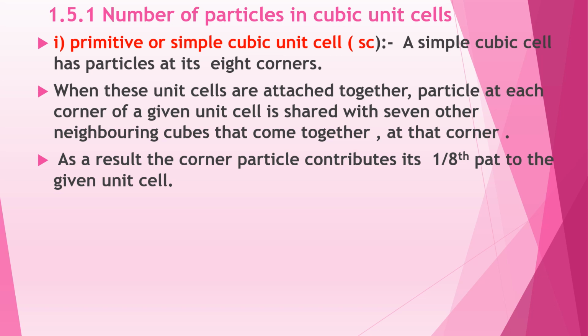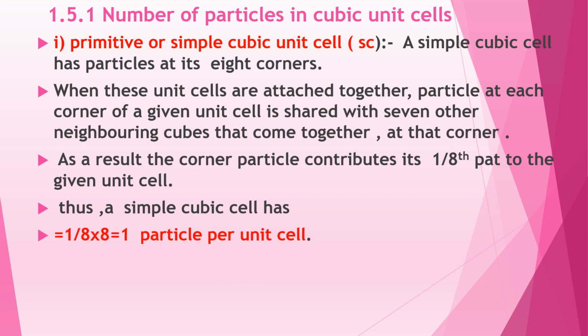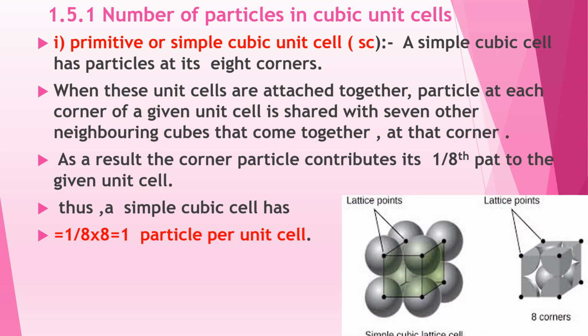As a result, each corner particle contributes 1 by 8 part to the given unit cell. Thus, a simple cubic unit cell has 1 upon 8 into 8, which is equal to 1 particle per unit cell. Having 8 corner particles, each shared with 7 other cubes, gives 1 by 8 into 8, that is equal to 1 particle per unit cell.